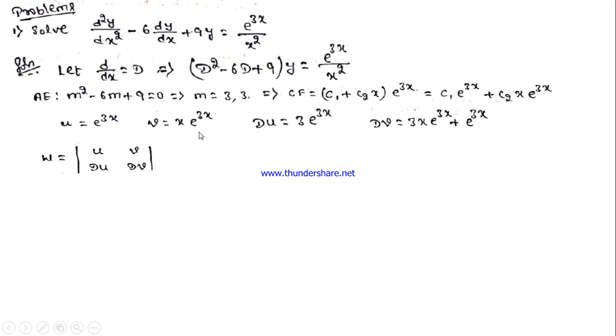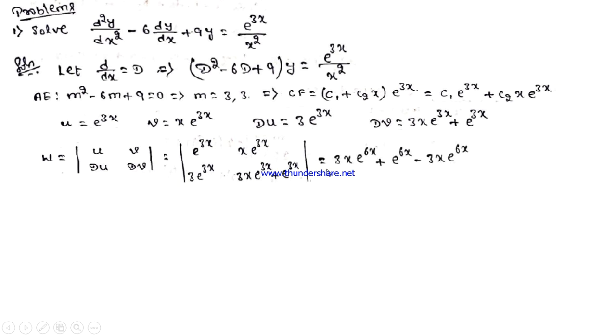Product rule should be used. So x into differentiation of e power 3x plus e power 3x into differentiation of x. Once that is done, we are supposed to evaluate the determinant. So this term into this minus this function into this function.